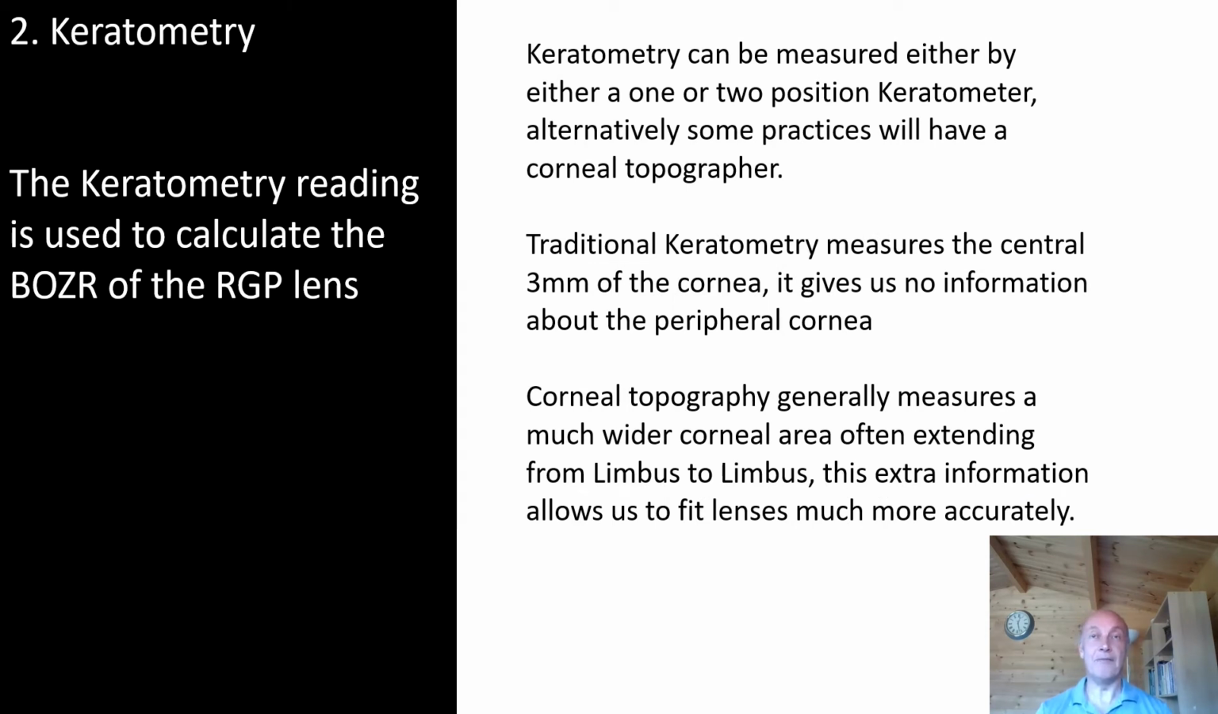In terms of measurement, there's several different instruments that we use. Traditionally, we've had either a 1 or 2 position keratometer, and most practices should have one of these instruments. Now, traditional keratometry only gives us information about the central 3mm. It doesn't tell us anything about the peripheral cornea whatsoever. So corneal topography has become much more popular over the last few years, and a lot of practices will have a topographer within their consulting rooms. This gives us a lot more information about the patient's cornea and will extend out limbus to limbus. Because of this extra information, it enables us to fit lenses more accurately and faster with fewer visits.